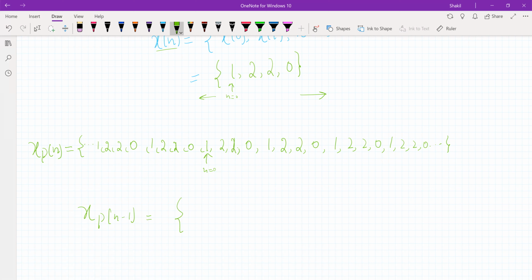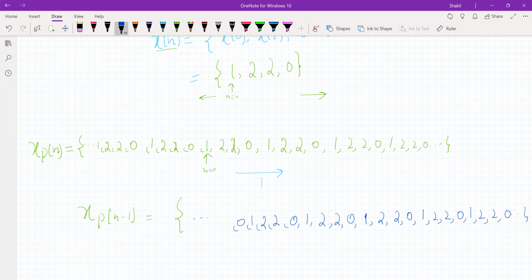What will happen to this? It means shifting every sample point towards right by one sample point, right? So let me start with this. Every sample point will shift to right. So 0, 1, 2, 2, 0. Then it will be 1, 2, 2, and 0. 1, 2, 2, and 0. 1, 2, 0. And shifting every sample point towards right by 1. This is 2, 2, 1, 0, 2, 2, and 1.